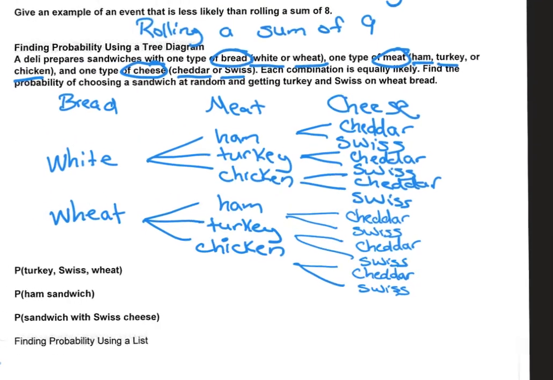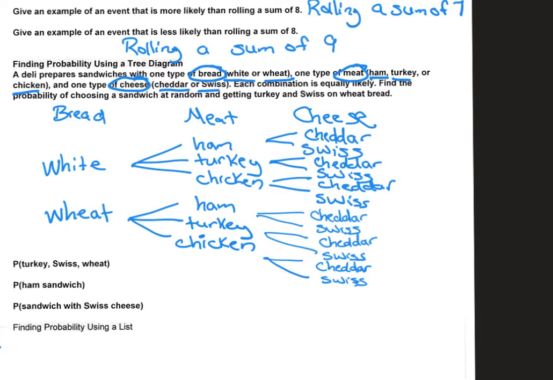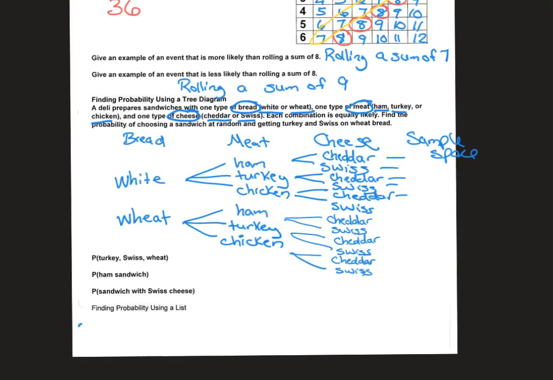So now if we follow these along, we could even have our sample space over here if we wanted to rewrite it all, where I could write out white ham cheddar, white ham Swiss, white turkey cheddar, white turkey Swiss. So we could follow all these out and write them, but we don't really need to because we can see what each choice is. So it asks us the probability of getting, let's start with this one.